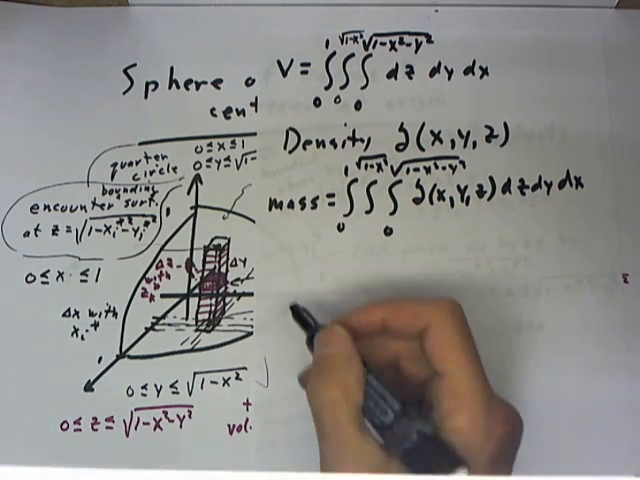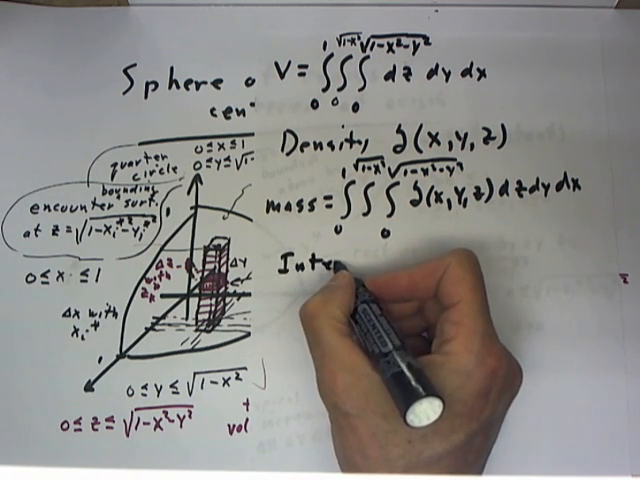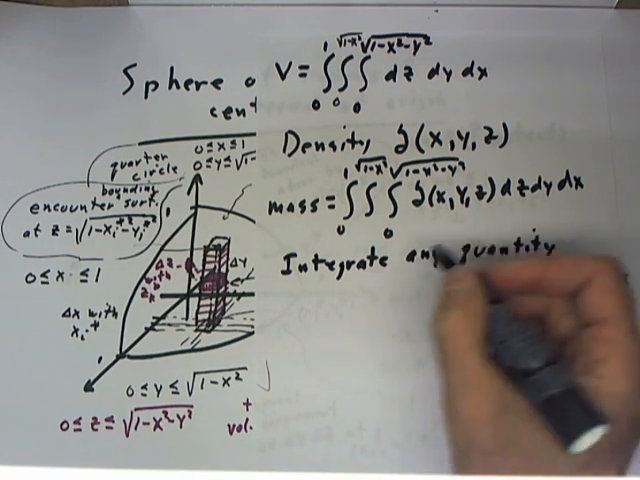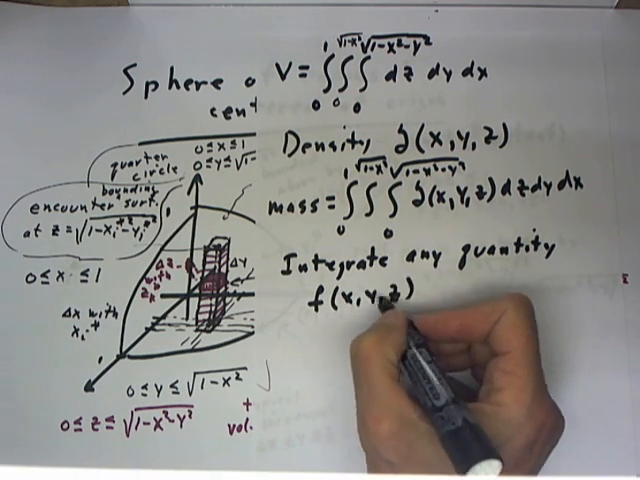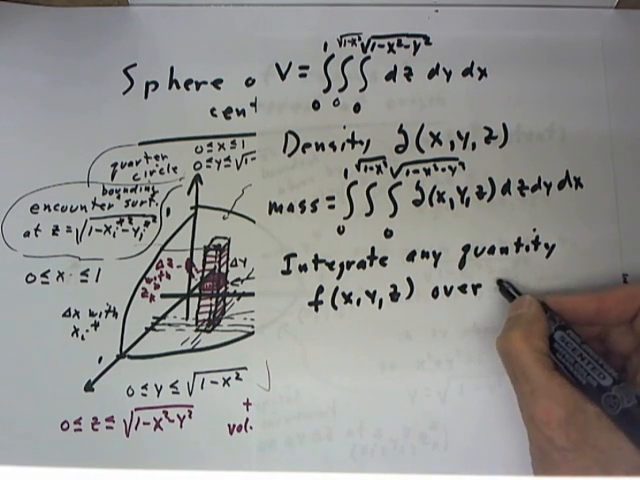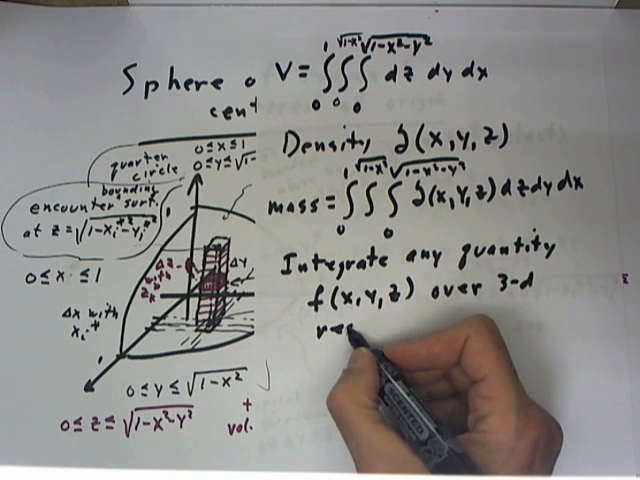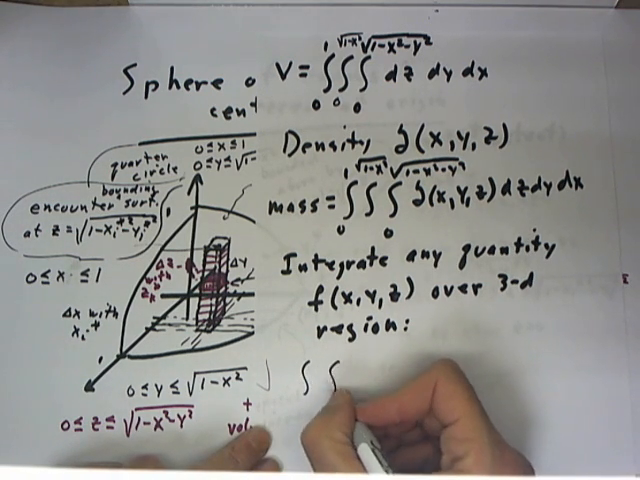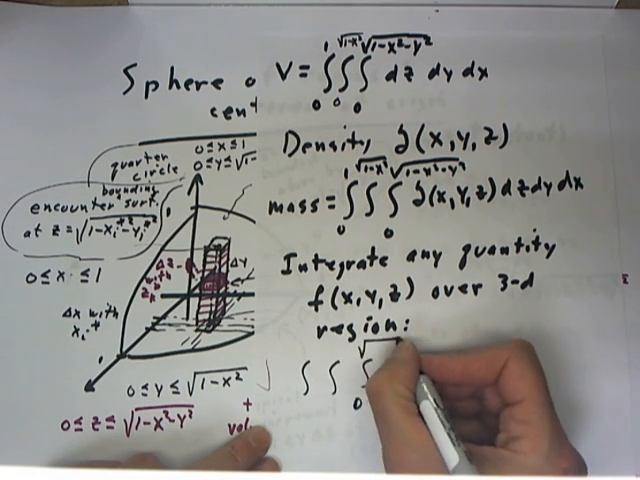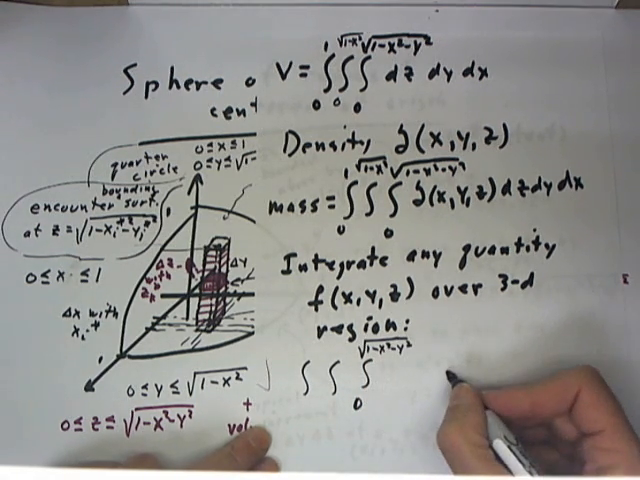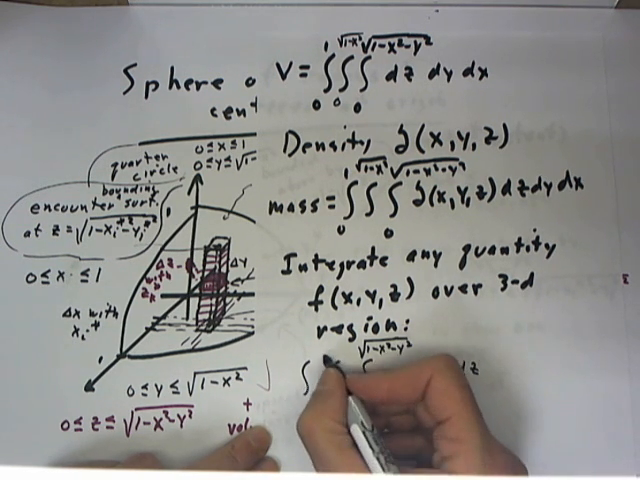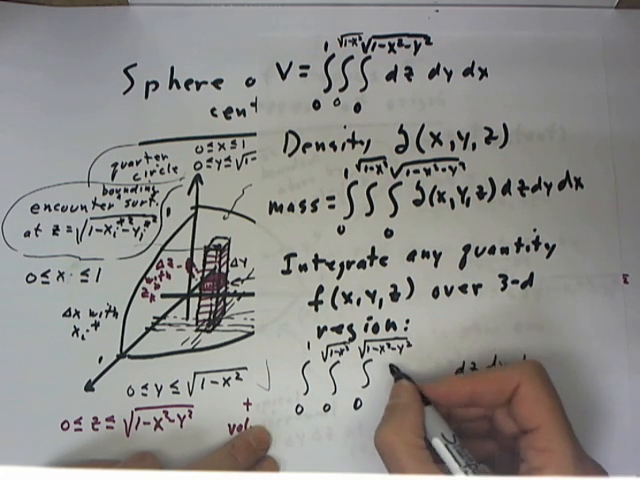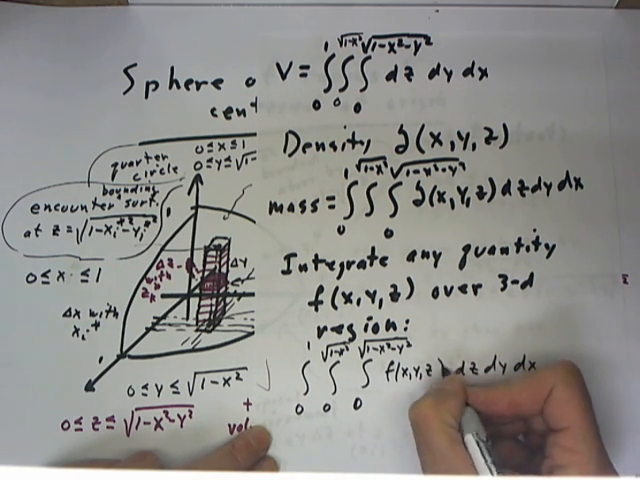We could integrate any function, integrate any quantity f of x, y, z over our three-dimensional region, and the integral from 0 to the square root of 1 minus x squared minus y squared with respect to z, 0 to the square root of 1 minus x squared with respect to y, 0 to 1 with respect to x, whatever f of x, y, z is.